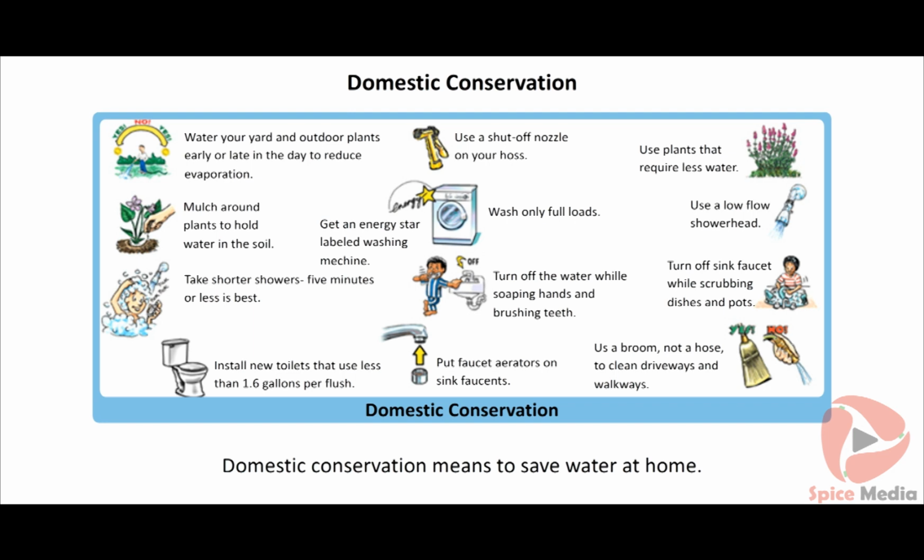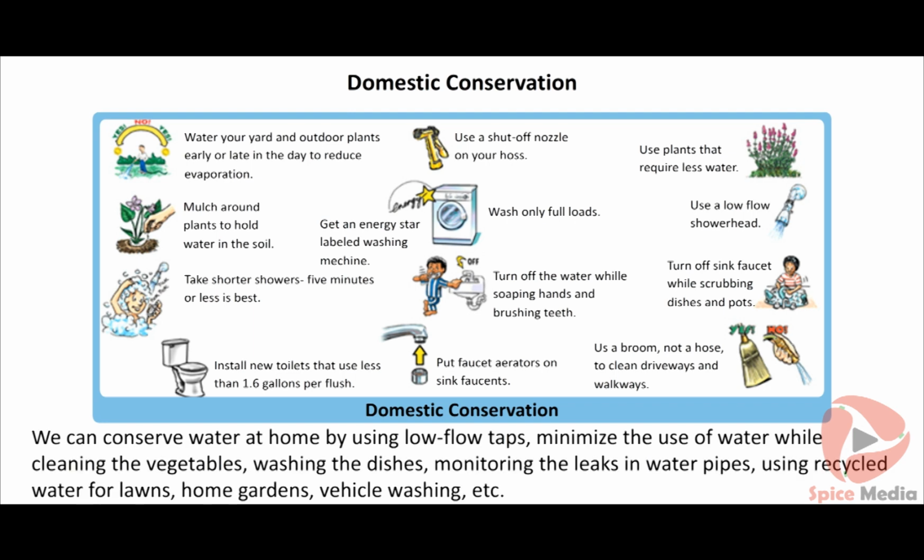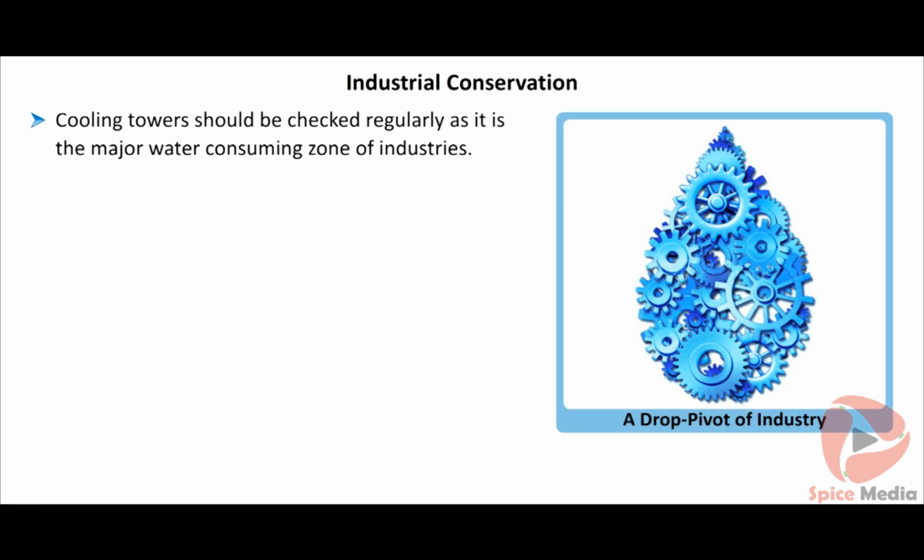Domestic conservation means saving water at home. We can conserve water at home by using low-flow taps, minimizing the use of water while cleaning vegetables and washing dishes, monitoring leaks in water pipes, and using recycled water for lawns, home gardens, vehicle washing, etc.